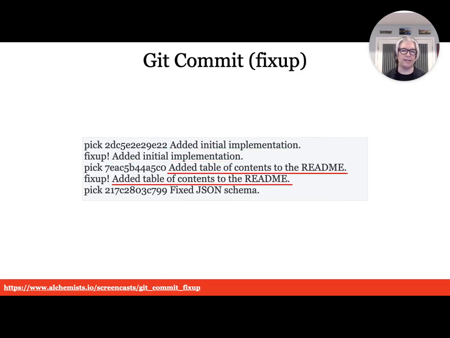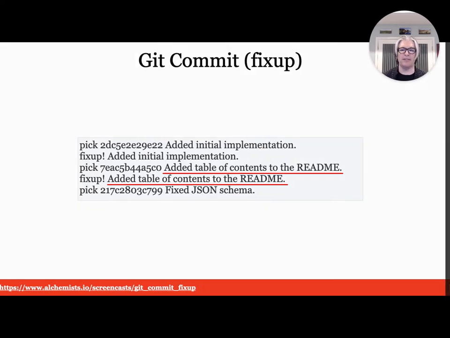And then again, in the second commit, the reason Git was able to associate where the fix-up needed to go with the original commit is through the subjects. Both those subjects have to match. That's how Git is basically doing that calculation.